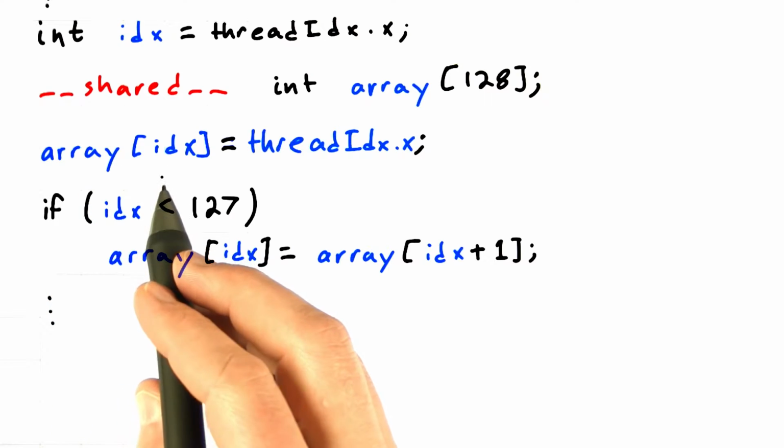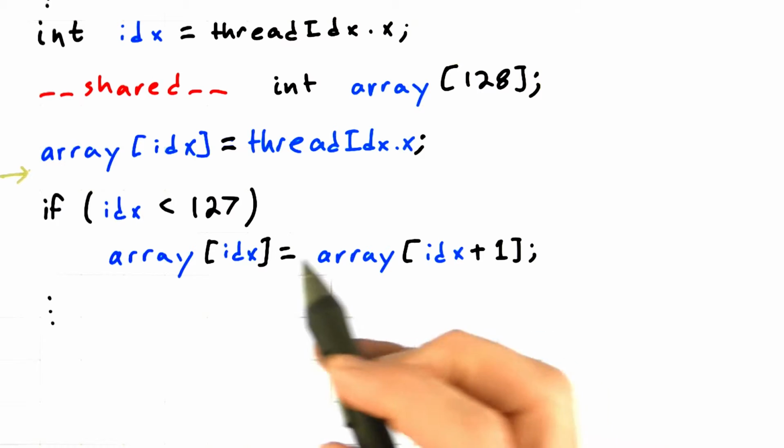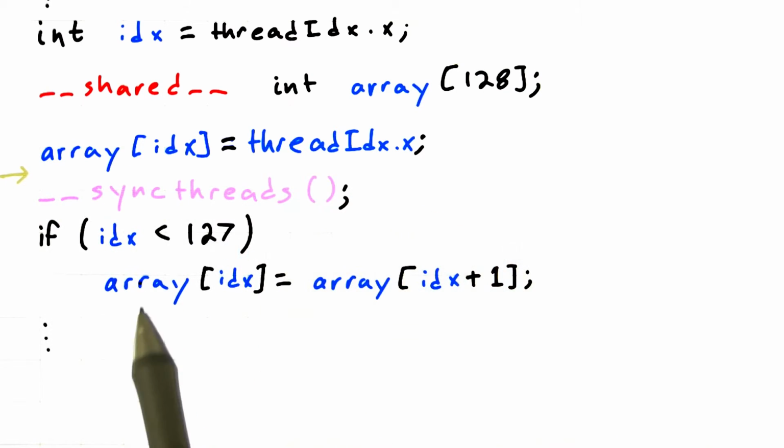This operation is a write, so we need a barrier after this write completes in order to make sure that nobody tries to read from the array until after all of the threads have finished the write operation. So let's insert a barrier here.